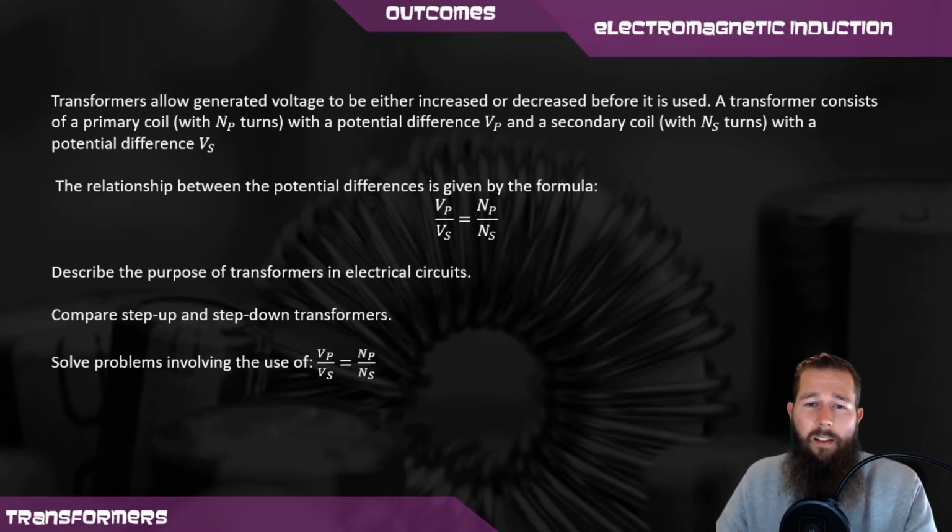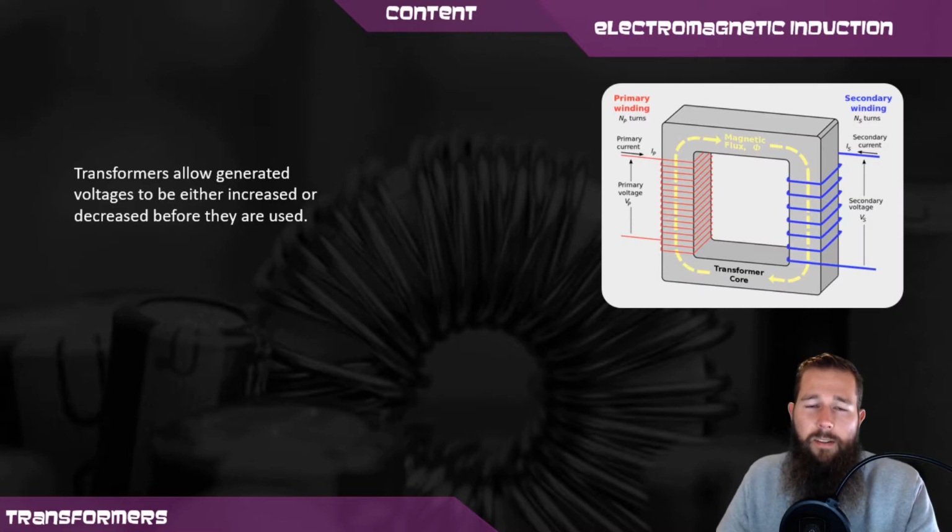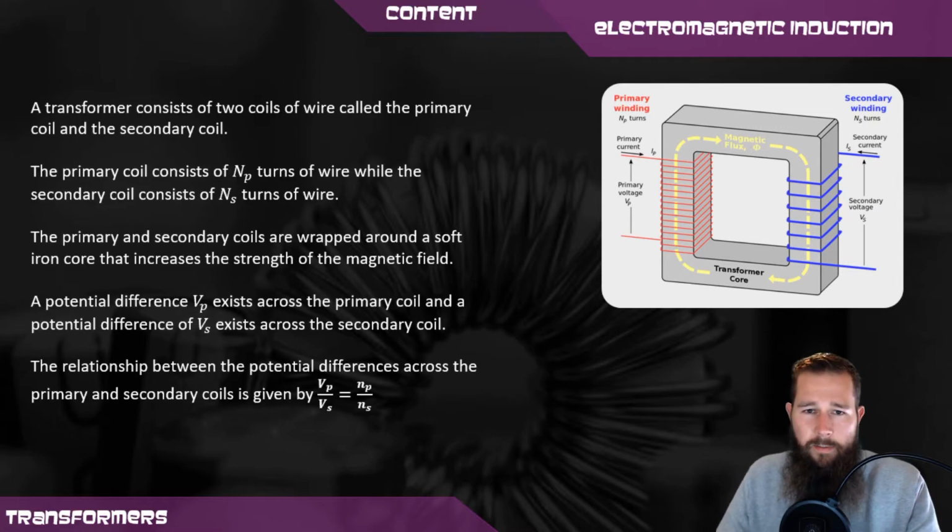Looking at transformers, including step-up and step-down transformers. Transformers use the principle of induction to allow voltages to be either increased or decreased when used in circuits. So a transformer consists of two coils, called primary and secondary. The primary coil is the input coil, and the secondary coil is the output coil.